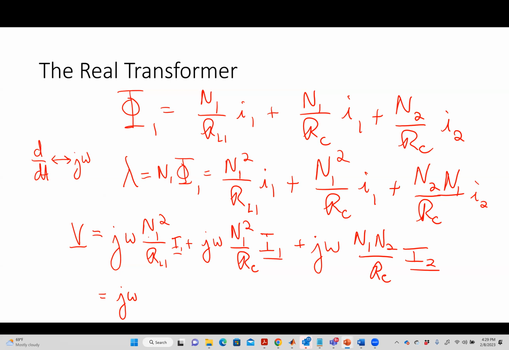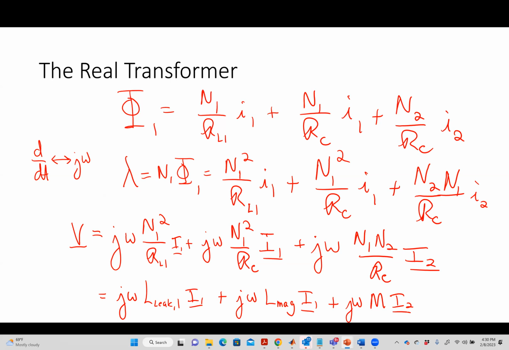This N1 squared over the reluctance of the leakage path. No one knows what the reluctance of the leakage path is. What they often know is what I call this, which is, for now, I'm going to call it L leak 1. It's the leakage on the primary side. Leakage inductance is the name I'm giving this. All right. Plus J omega times what I call L mag. I call that the magnetizing inductance. Plus J omega times M times I2. Okay. The notes that I uploaded define all of those terms.